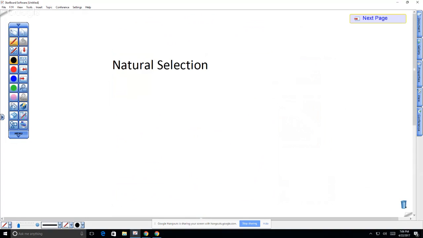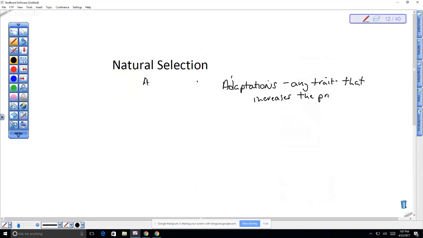Okay, so when we look at natural selection, we can talk about adaptations. Adaptations are the result of natural selection. And it's important to realize that adaptations are any trait that increases the probability that an organism will survive and reproduce.